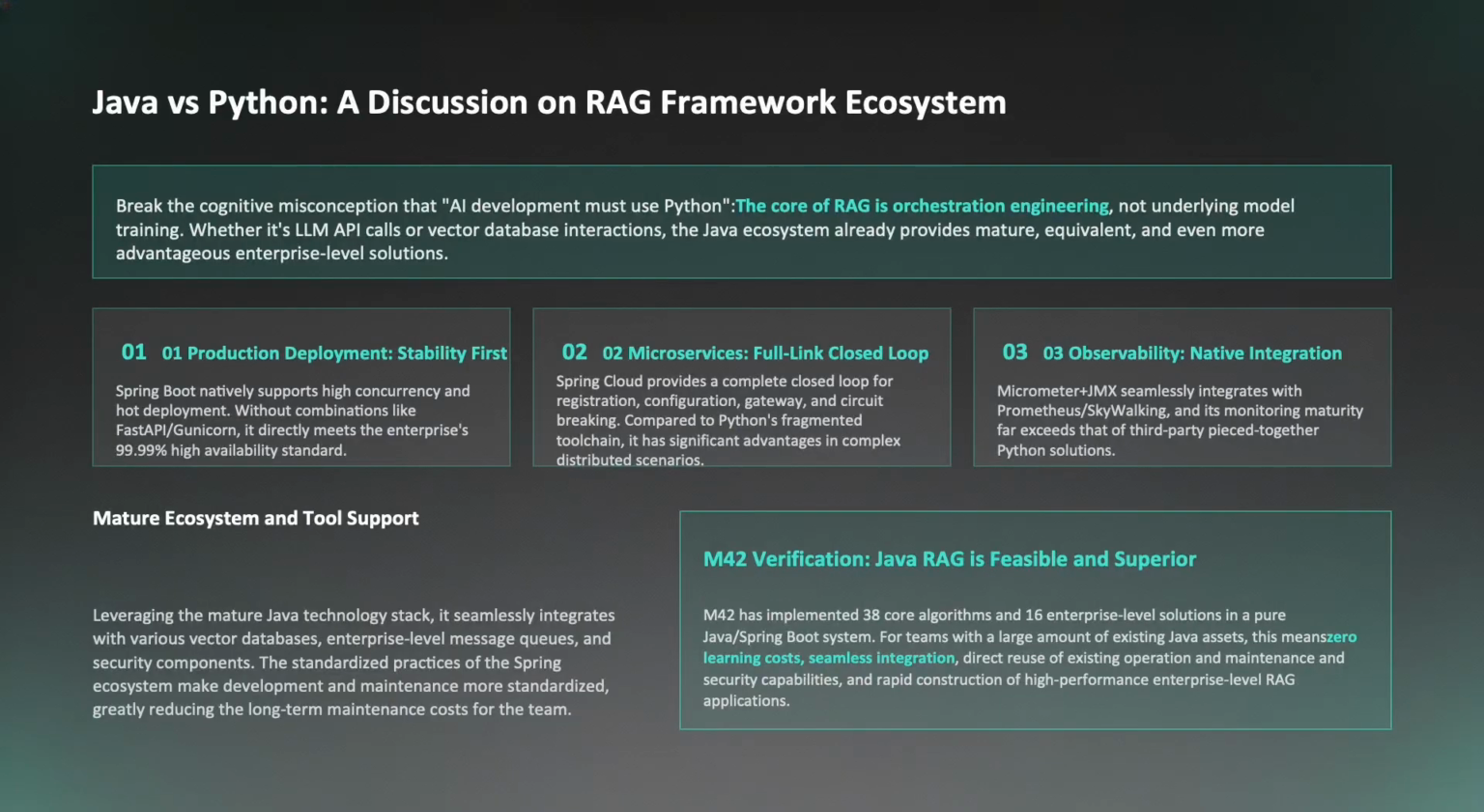Second, complete microservice closed loop. Spring Cloud delivers full capabilities for service registration, configuration management, gateway routing, and circuit breaking. Compared to Python's fragmented, scattered toolchains, it has overwhelming advantages in complex distributed systems. Third, native observability. Micrometer and JMX integrate seamlessly with mainstream monitoring tools like Prometheus and Skywalking. The out-of-box monitoring system is far more mature than patchwork Python monitoring solutions.